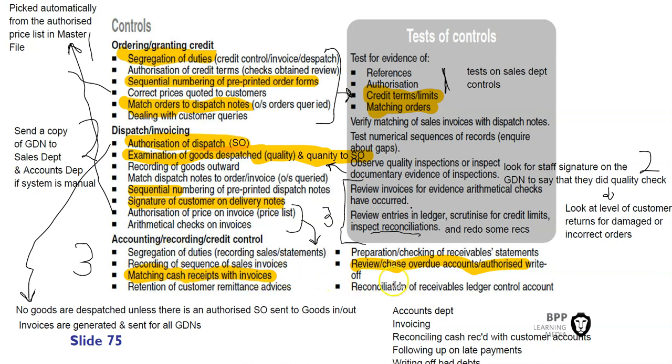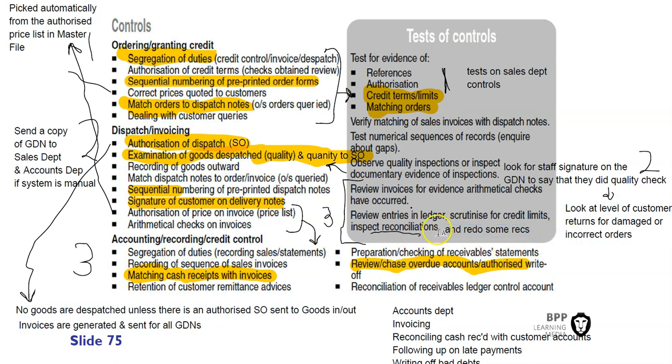And some of the other controls here are in reconciling cash received or customer accounts, following up on late payments. They've got here reconciliations of control accounts. So the auditor will look for evidence of these kinds of reconciliations. We'll do reconciliation between a sample of invoices and see was there supporting goods dispatch notes and supporting sales orders, and go from the other direction. For every sales order, was there a goods dispatch note? Was there a matching invoice?